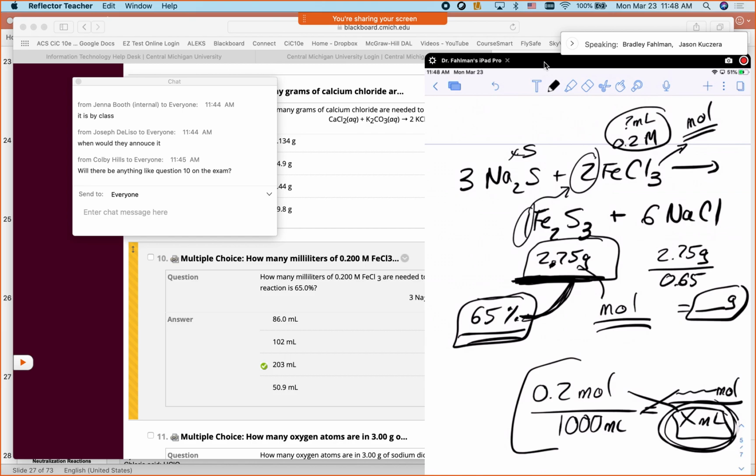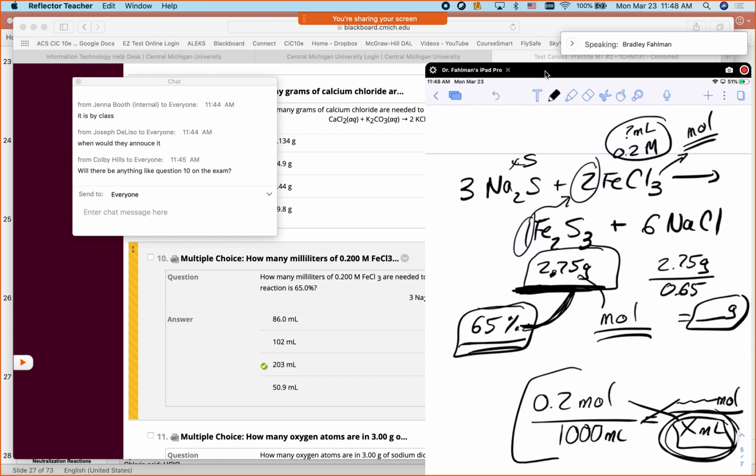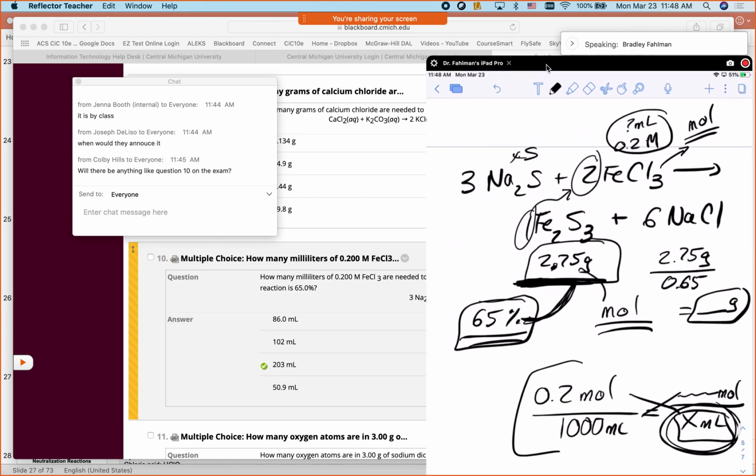But yeah, don't look for one as complicated as that on the actual midterm. If you can do that one, then the ones on the exam will be a cakewalk, really.